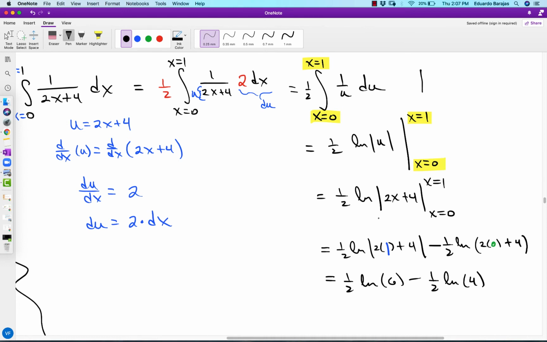Okay, option 2. So this is option number 1. On the other hand, the other option would be to go from this point and go over here. I'm going to copy it down again.